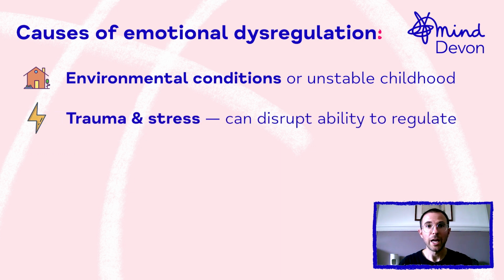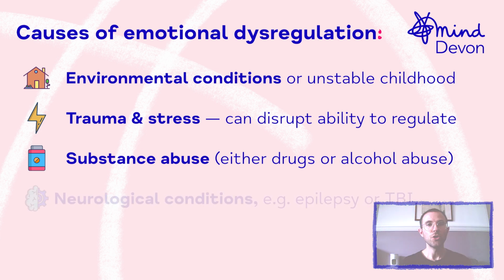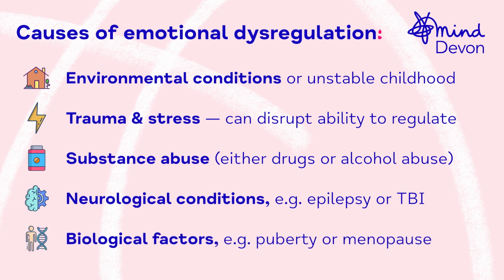Trauma and stress. Exposure to traumatic events or other significant life stressors can disrupt a person's ability to emotionally regulate. Substance abuse. Substance abuse, including alcohol and drug use, can impair the brain's ability to regulate emotions, leading to emotional dysregulation. Neurological conditions. Certain neurological conditions, such as epilepsy or traumatic brain injury, can affect brain functioning and emotional regulation. And finally, biological factors. Hormonal changes, such as those associated with puberty, menopause, or certain medical conditions, can influence emotional regulation.